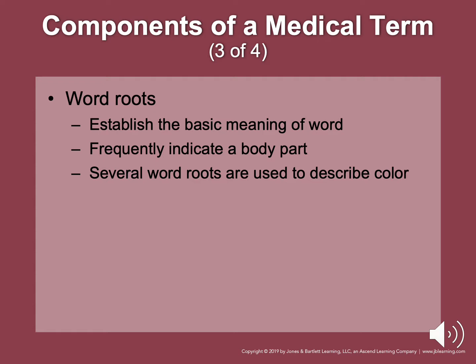So colors like cyano, CYAN is blue, leuko is white, erythro is red, melano is black, polio is gray. So there are different kinds of word roots that are used to describe color.